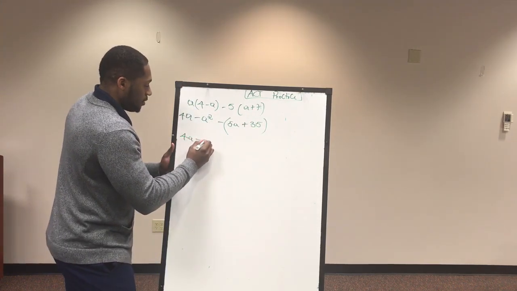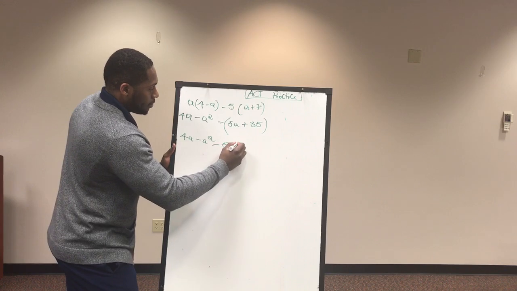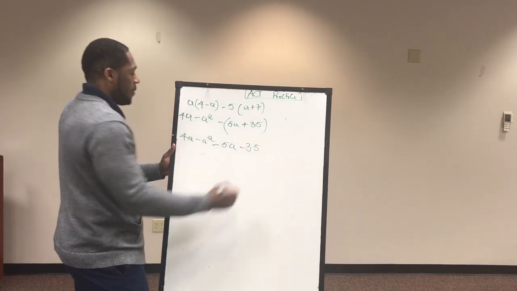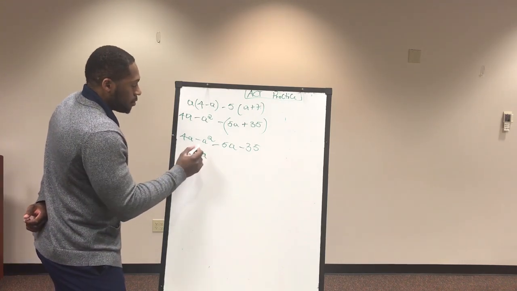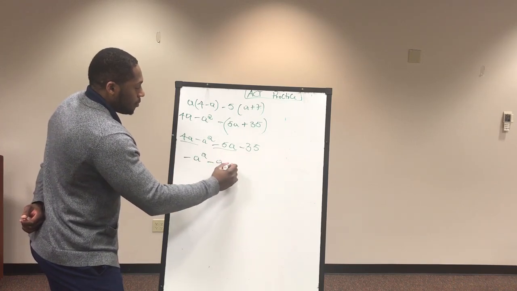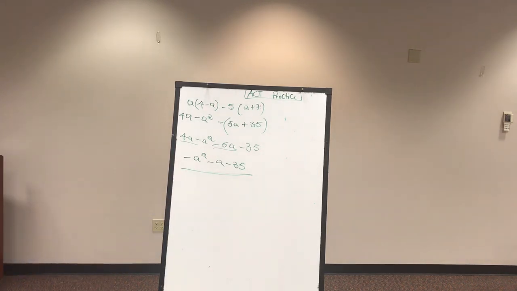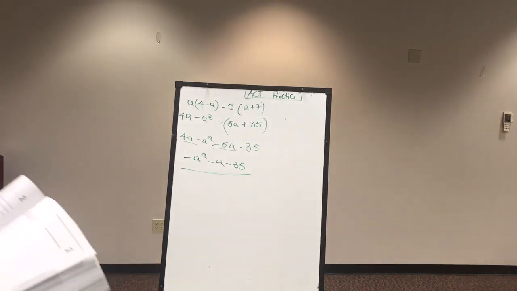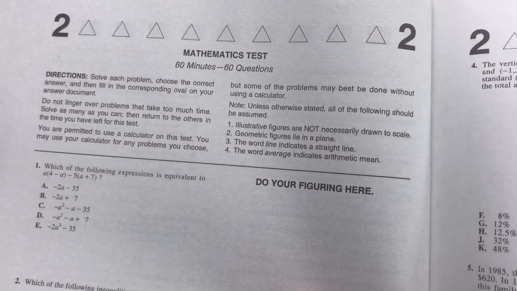So we have 4a minus a squared, minus 5a, minus 35. All right? So we got minus a squared. 4a minus 5a is minus a, minus 35. Let's see which one of the answers this is. It should be choice C. Oh, it is answer choice C in this one.